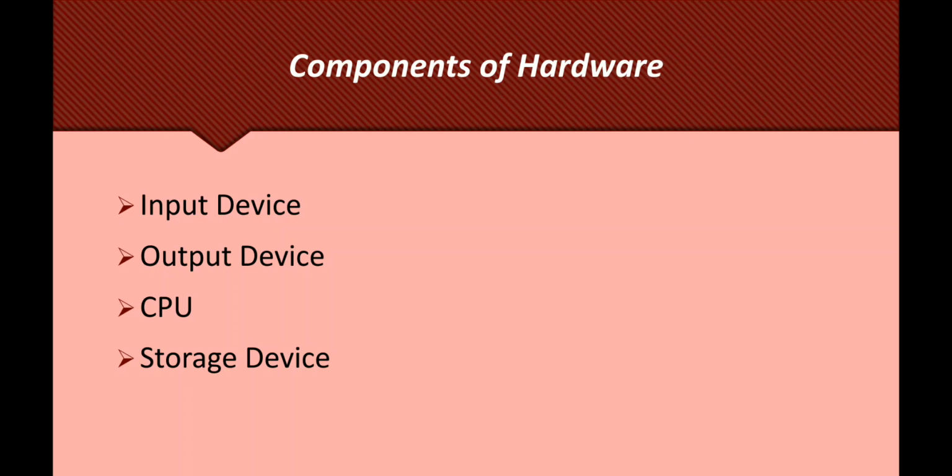Okay, so this is all about the components of the hardware. There are components of the software, but they are not in your course, so we will not discuss them here, and they will come in another chapter. Then we will discuss the software components also, right? Next one is the generation of the computer.